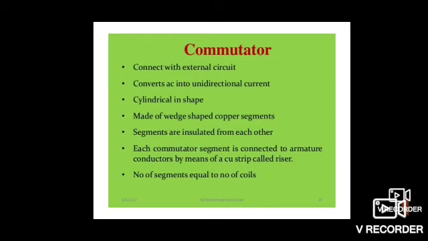So commutator is used to connect with the external circuit. By means of commutator only we can connect the external circuit. It converts the AC into DC, that is unidirectional current. It is cylindrical in shape, made up of wedge-shaped copper segments. The segments are insulated from each other. Each segment is connected to armature conductors by means of a copper strip called riser.